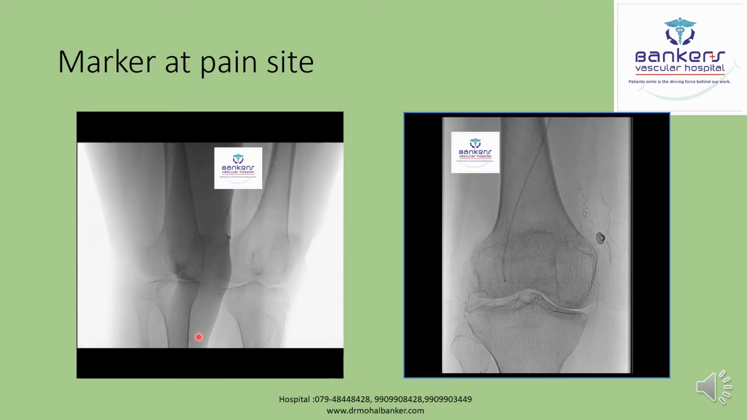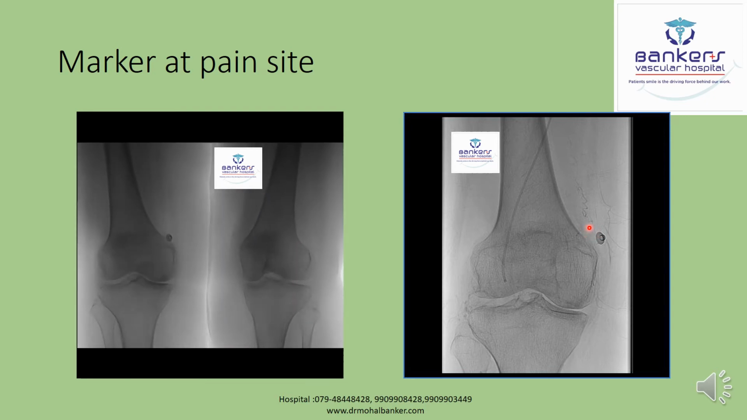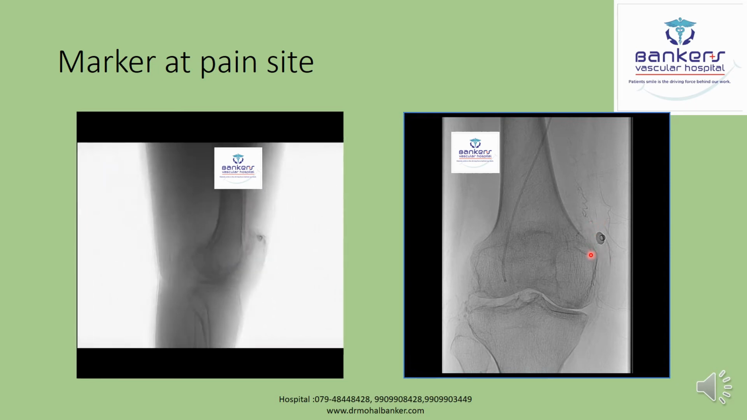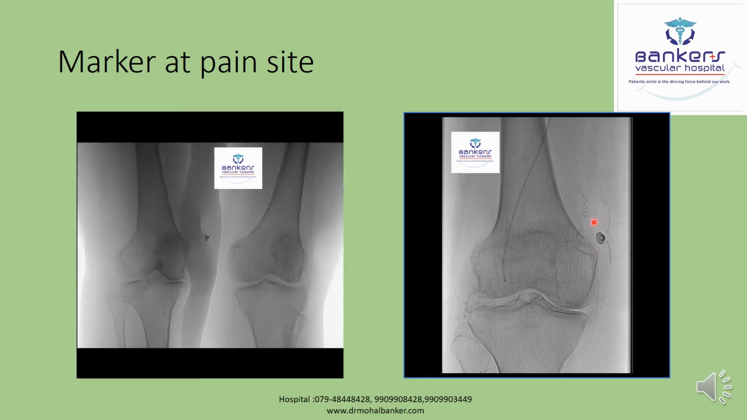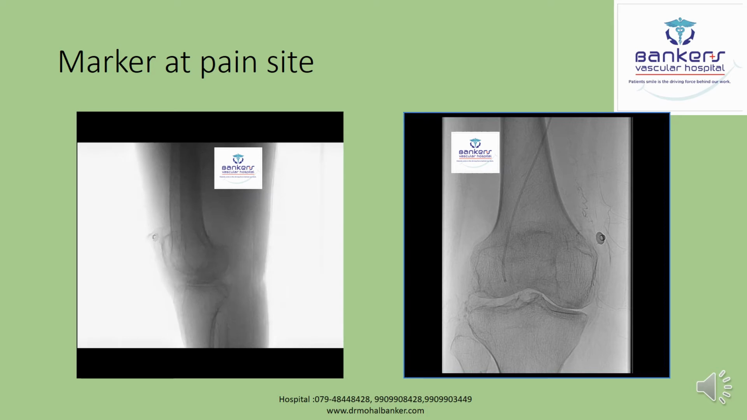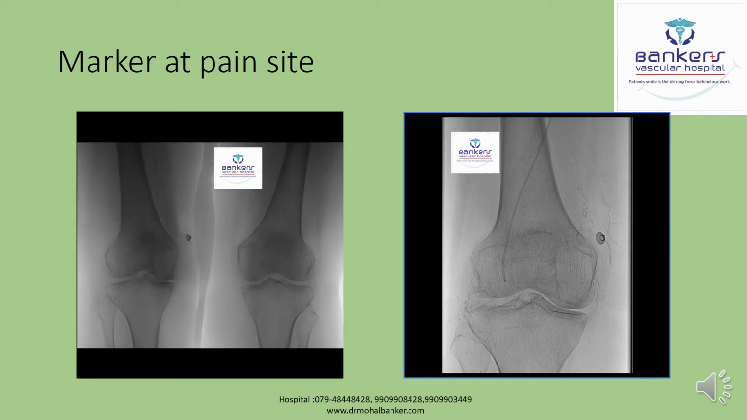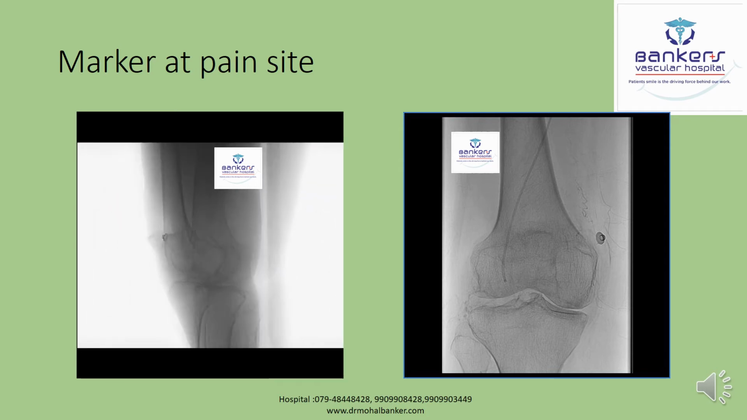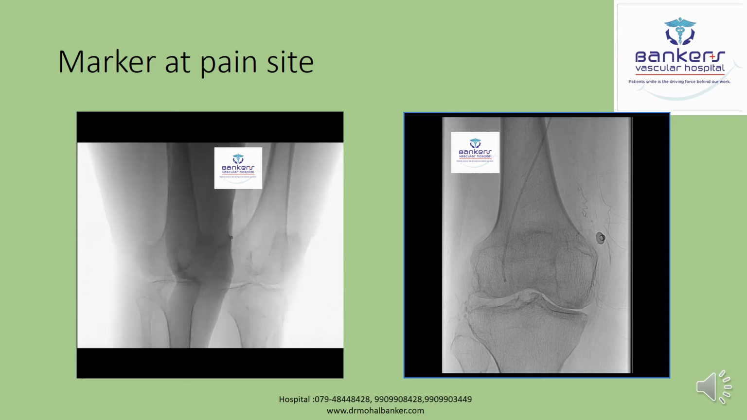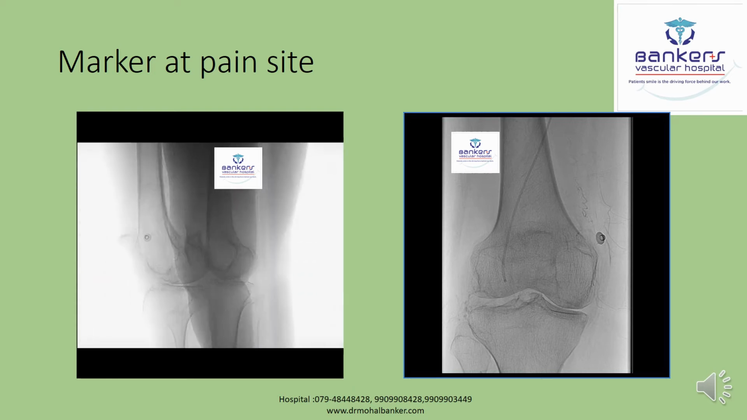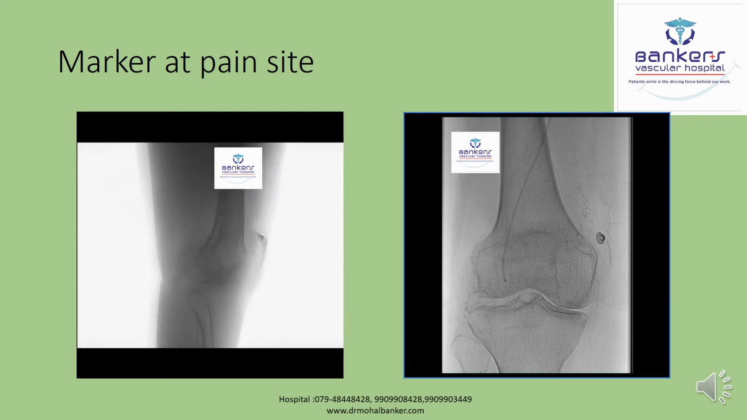Now in this case, first, the patient has pain over this region, so we have put a marker over here, and after putting the marker, we do a cone beam CT. This is available in an advanced cath lab. When we are doing the angiography, we selectively cannulate the genicular artery, and then we do the cone beam CT scan to find out whether any blood supply is going from this genicular artery to this pain site or not. I am going to demonstrate all these things in detail.